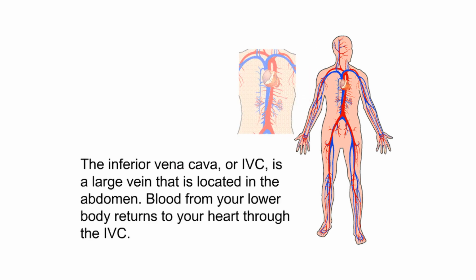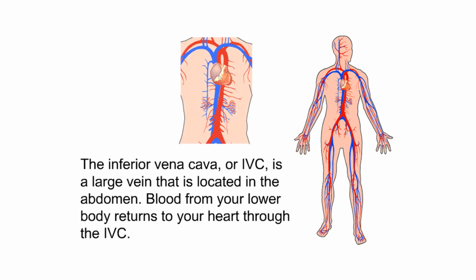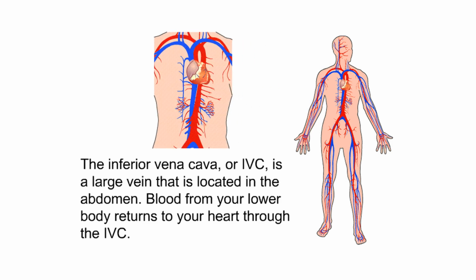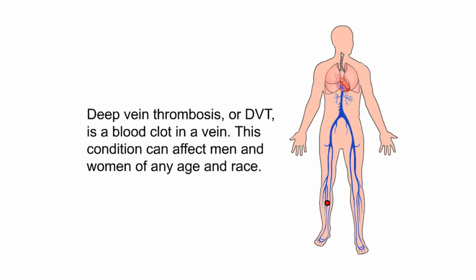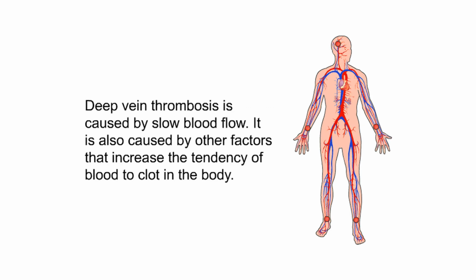The inferior vena cava, or IVC, is a large vein that is located in the abdomen. Blood from your lower body returns to your heart through the IVC. Deep vein thrombosis, or DVT, is a blood clot in a vein. This condition can affect men and women of any age and race. Deep vein thrombosis is caused by slow blood flow. It is also caused by other factors that increase the tendency of blood to clot in the body.